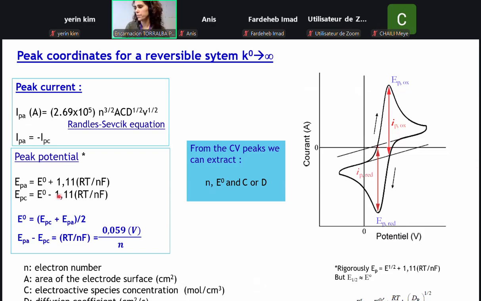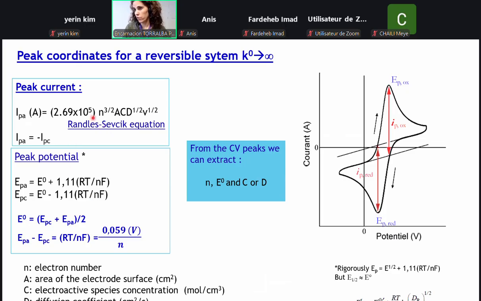Okay, this is simple. This is what we saw. These are the expressions for the peak coordinates for a system that is reversible. If you remember, reversible is a system that is fast. So K0, the kinetic constant, is big. It is already big, so infinity is exaggerated. So from the peak, here you have the equation for the peaks, the anodic and the cathodic.